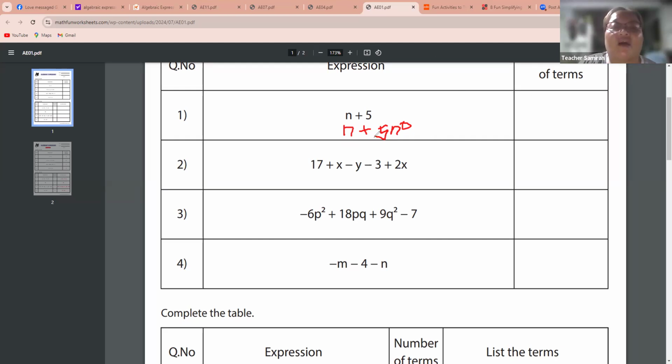The variable n here actually has an exponent of 1. We all know that if the coefficient or the exponent is 1, we always opt not to write the number 1 because it is already understood. So n to the power of 1 plus 5n to the power of 0 is just the same as n plus 5.